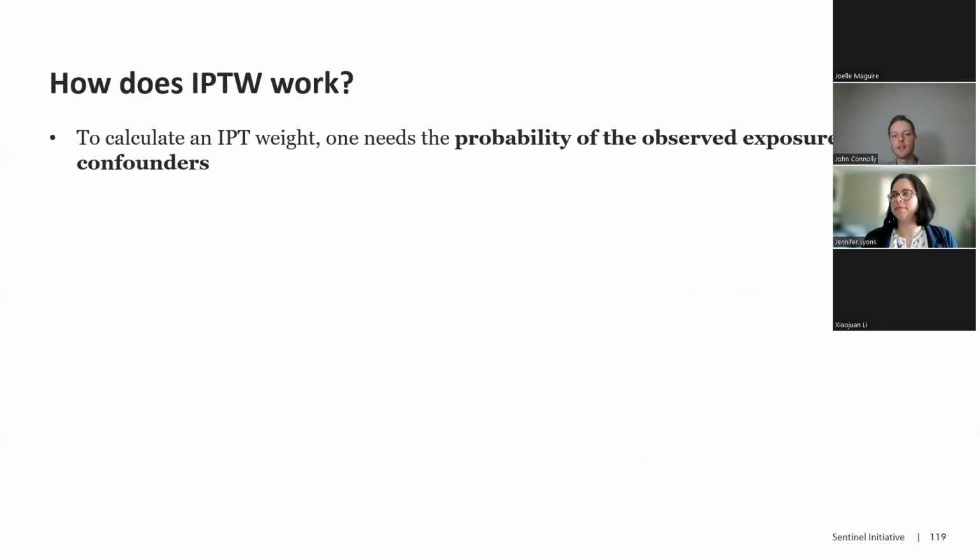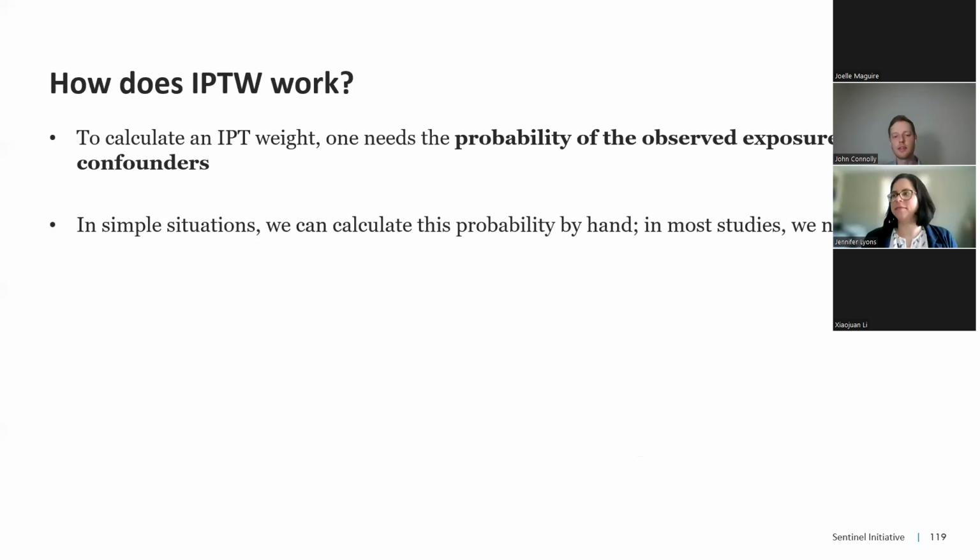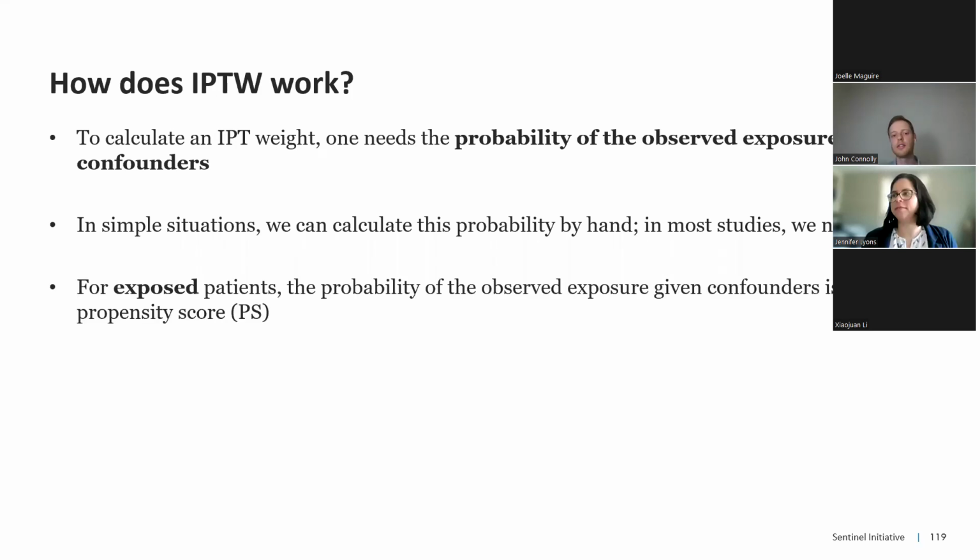So as we've just shown, and as Dr. Lee talked about, to calculate an IPT weight, really all you need is the probability of a patient's observed exposure, conditional on the confounders you want to adjust for. For really simple situations like the one we just went through, you can obviously do this by hand, but of course in real studies where things are more complicated, you might have continuous confounders. You're of course going to need to use regression models. For exposed patients, the probability of the observed exposure given their confounders is the exact definition of a propensity score. And for reference patients, it's not exactly the propensity score, but you can easily get the quantity you need by taking the complement of their propensity score.